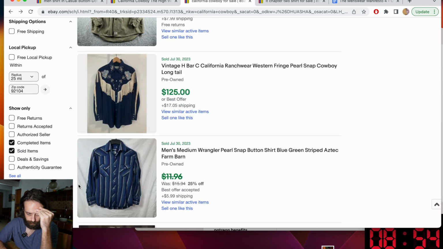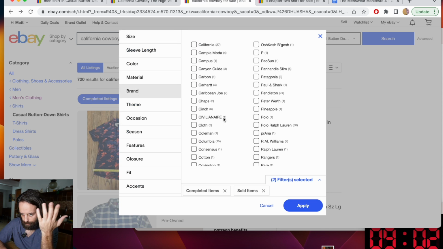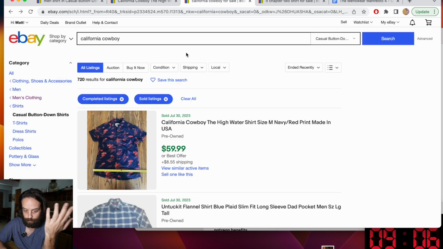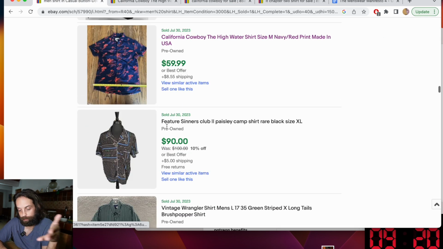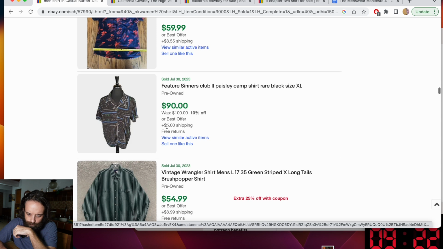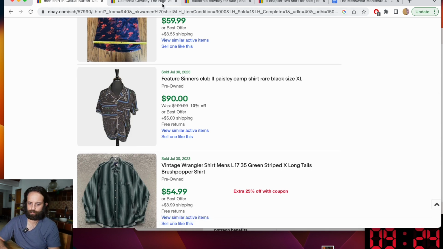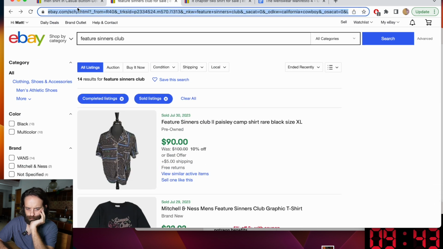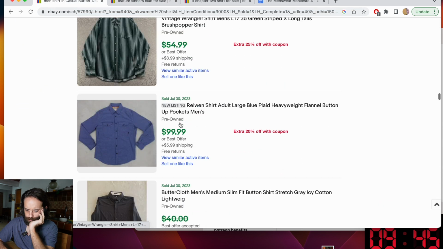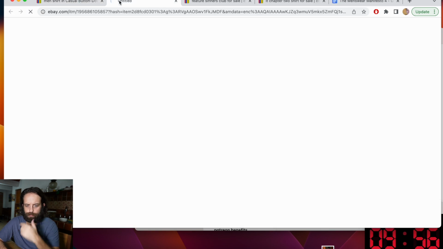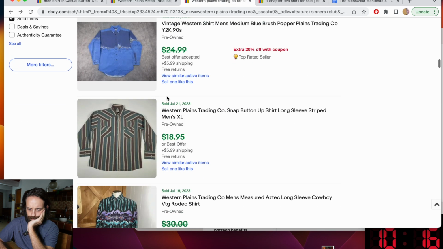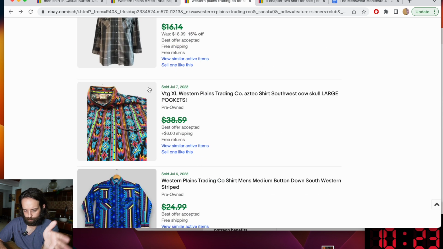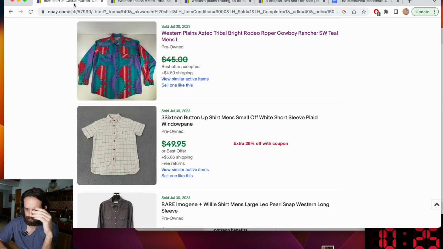Let's see if they let us search brand. There it is. And it's not one of the options. California. All right, maybe that might be a good brand. That could be number two, I'm not sure. Feature Sinners Club, whatever, some obscure streetwear thing. Western Plains. This is not bad. It's not great. It's a cool shirt. I mean, if you find something like that, then yeah, grab that.